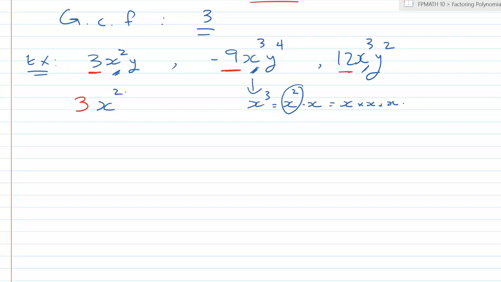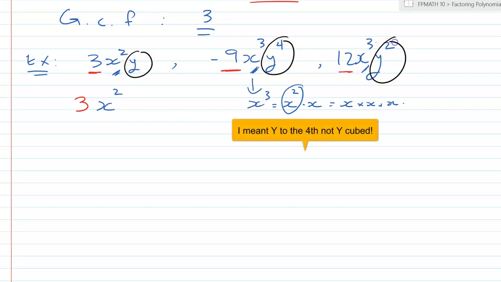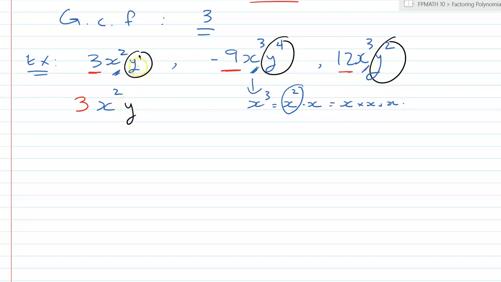And then the last piece is the y. We have a y here, we have a y cubed. So y, y cubed, y squared. Which one belongs inside all of them? y to the power of 1. The smallest one goes into all of these. So y goes into y to the 4th, y goes into y squared. So the GCF at the end is 3x squared y.